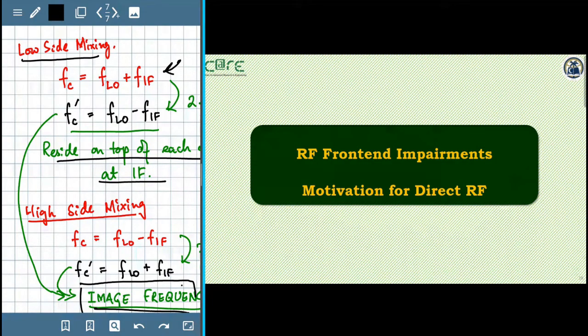Now, because it is difficult to appreciate the benefits and advantages of direct RF architecture without having an understanding of RF front-end impairments, I would like to have a quick walk through the various RF front-end impairments that impact many of the RF front-end architectures that we discussed earlier.